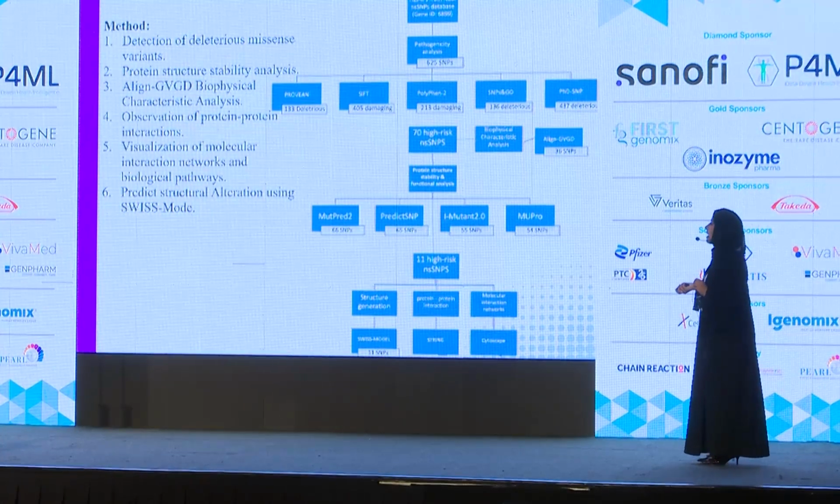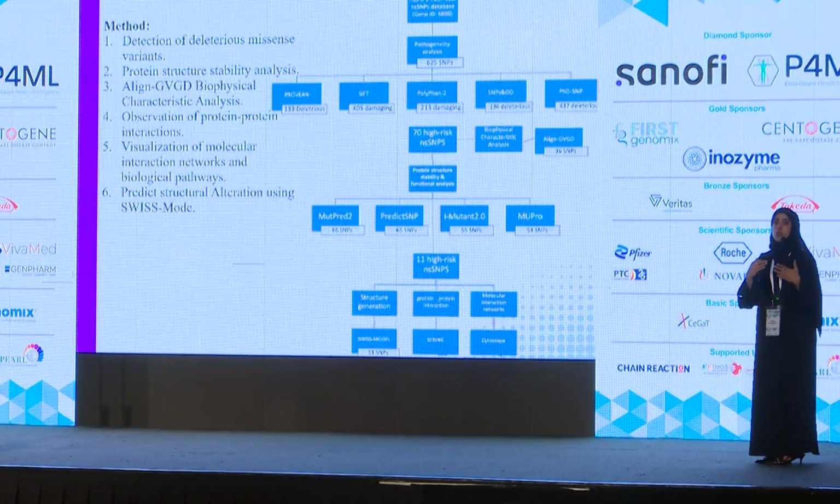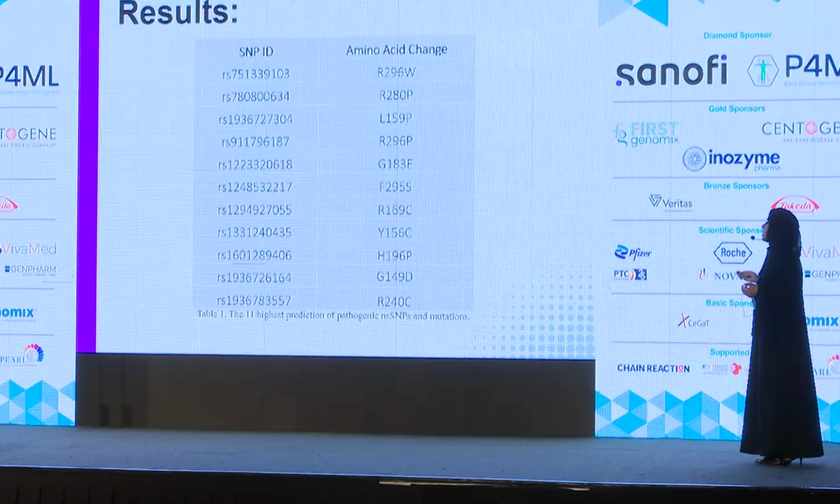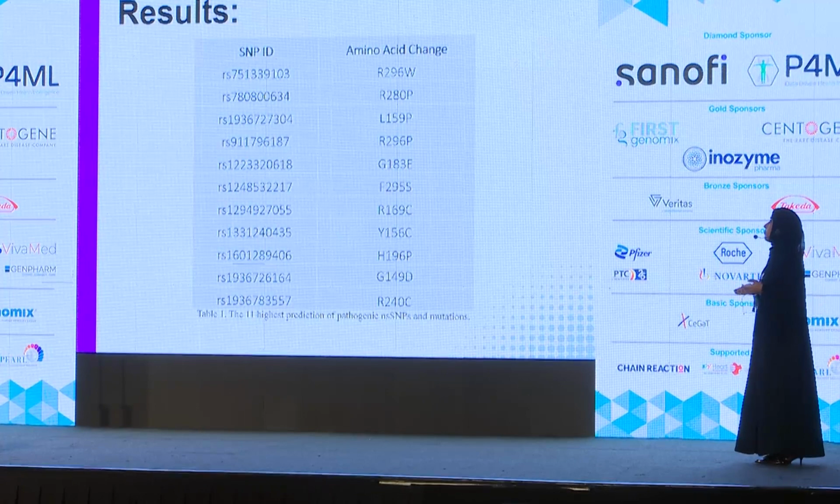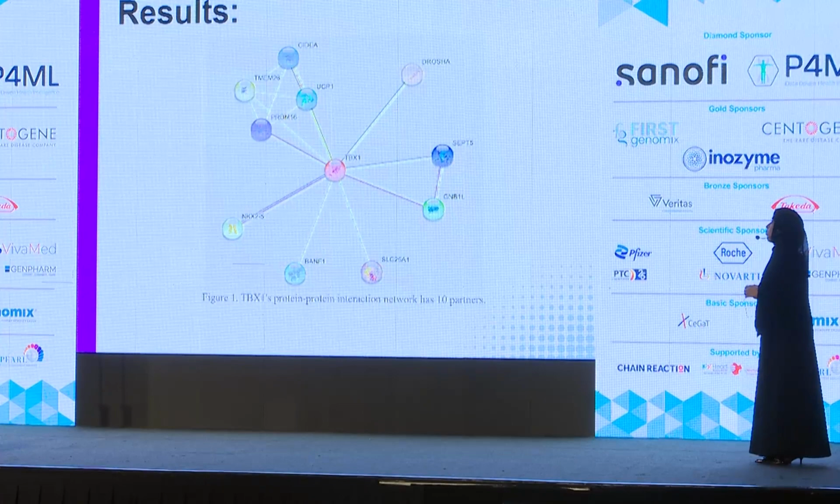Because we don't have time, I will not talk about the bioinformatics tools that we used, but we used multiple tools to give a high prediction of the deleterious SNPs that can affect DiGeorge syndrome. So our results show that we have 11 high-risk SNPs or mutations that can cause this syndrome, and the protein-protein interaction network has shown that the TBX1 gene has 10 partners that can affect the TBX1 protein.